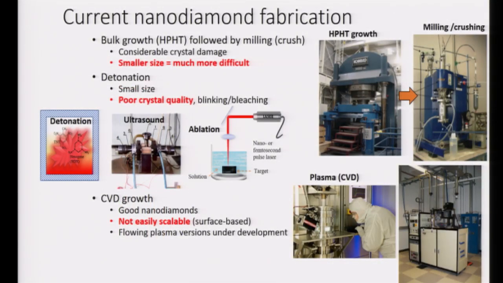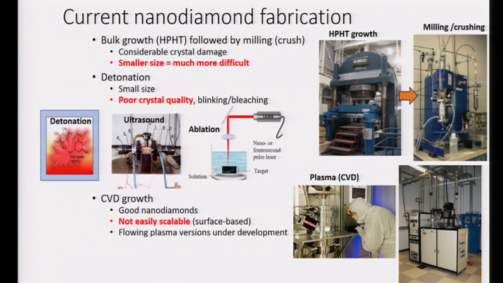All right, this is how nanodiamonds are made now. In the old days, there was detonation. You basically take some TNT, you explode it, you scrape off these nanodiamonds from the walls. That makes really small ones, which the biologists thought was great, but they're terrible optical quality and they have toxic surface. And so I think everybody has finally stopped using that. There's some variations on this, like ultrasound and ablation, but they're all detonation-like techniques, and they all make similar things.